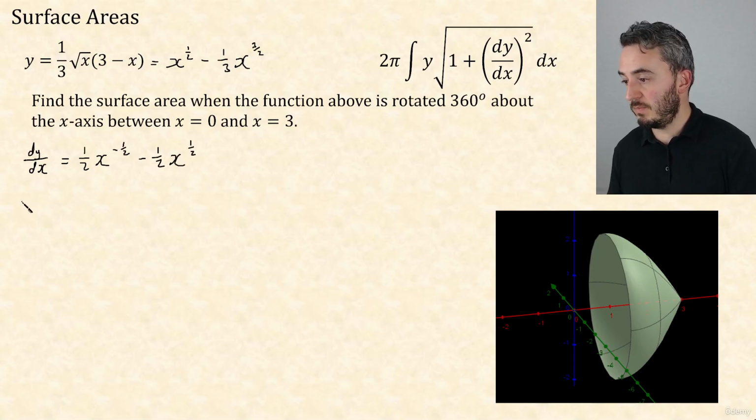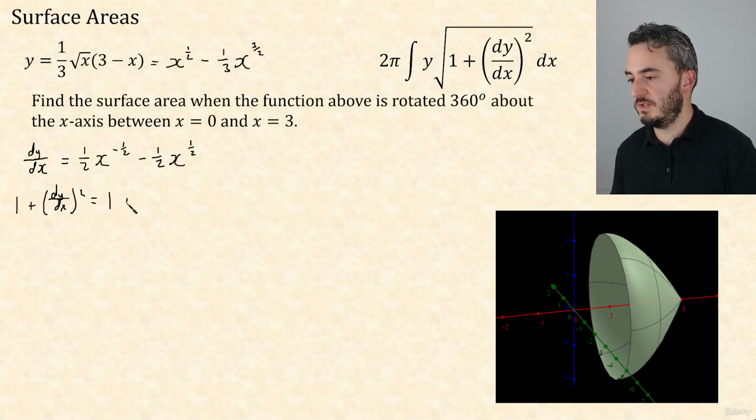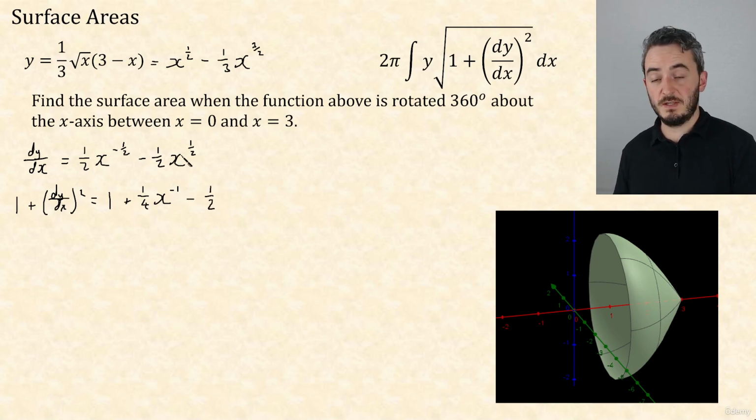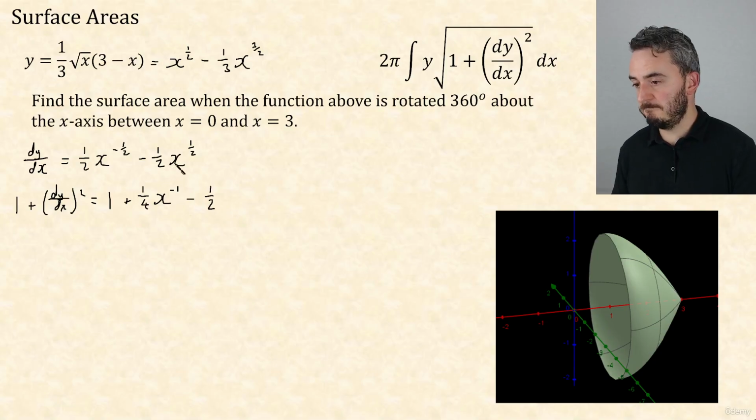Now we want 1 plus dy by dx squared. So 1 plus dy by dx all squared is 1. Okay, now this squared, so it's this first term squared, which is a quarter x to the minus 1. Then it's this times this twice, so that's going to give us minus a half, minus a half. X to the minus half times x to the half just cancel to 1. And then finally, plus a quarter x to the 1.